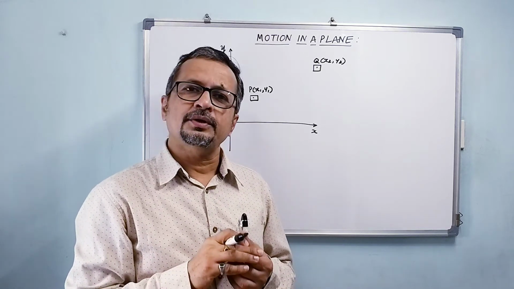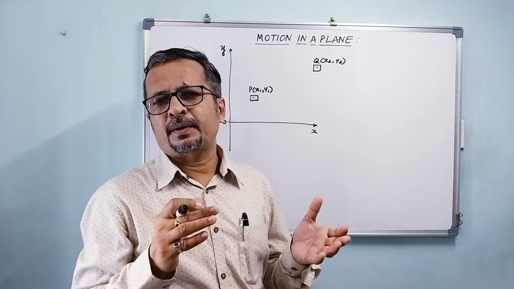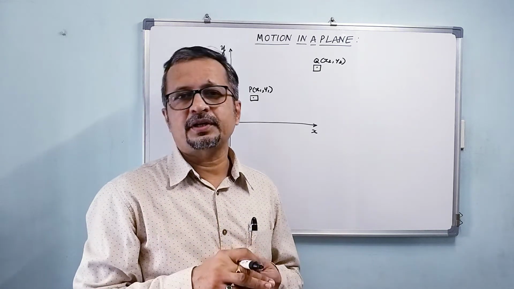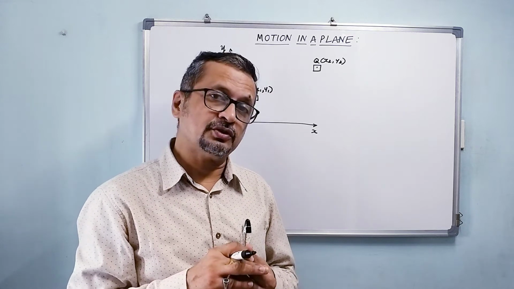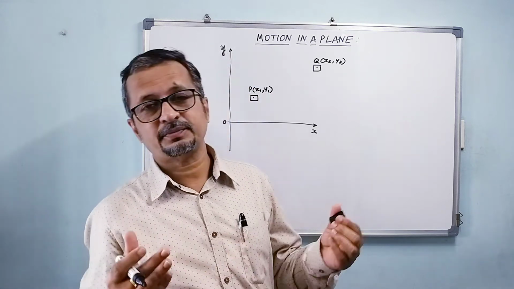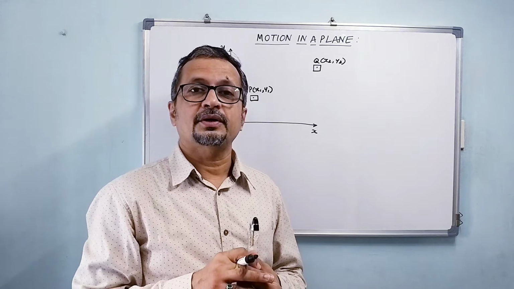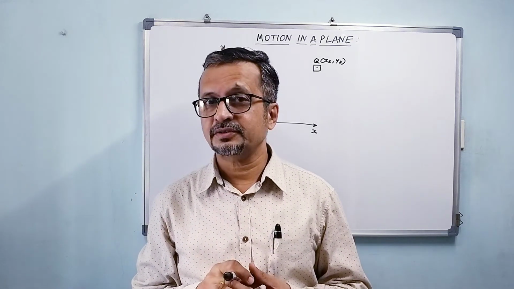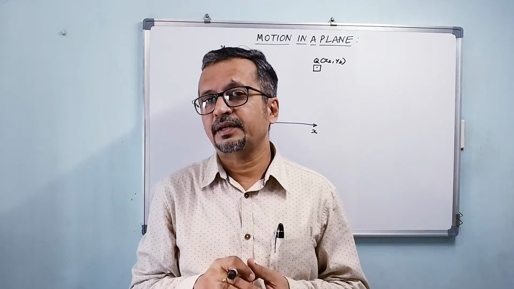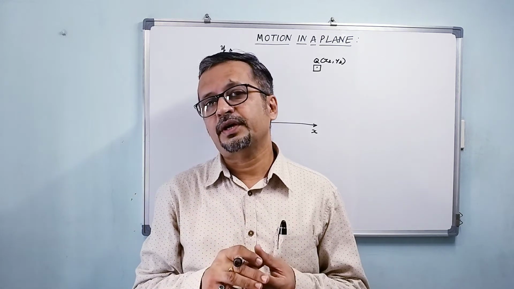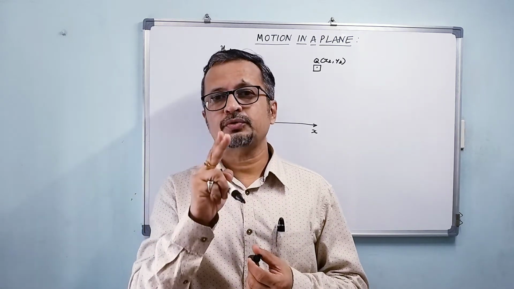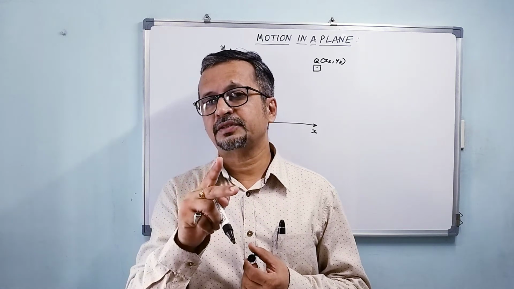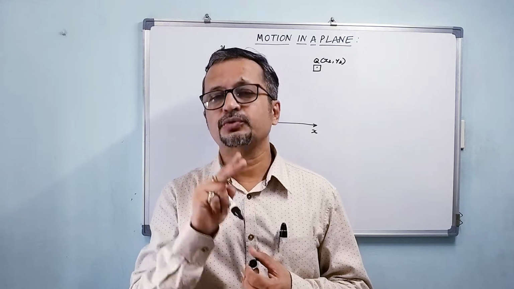Now the quantities which we will be learning over here can be the position of the object, or the displacement of the object, or the velocity of the object, or the speed of the object, or the acceleration, right? Anything over here will have two dimensions. And that is the reason we call this motion in two dimensions.